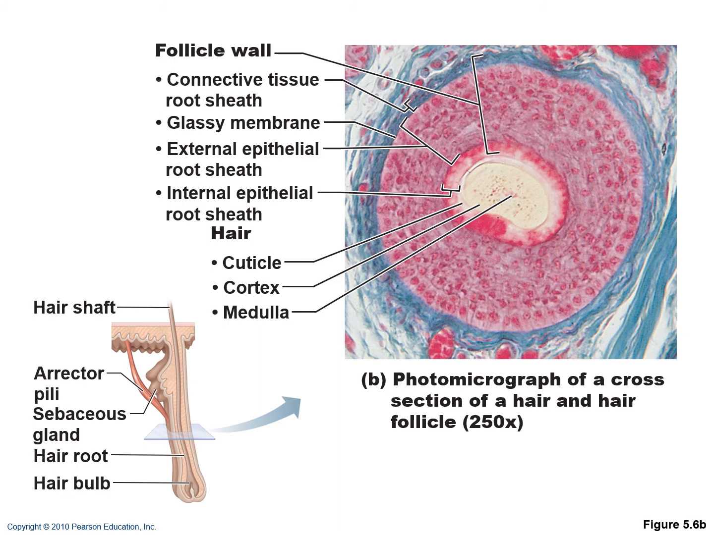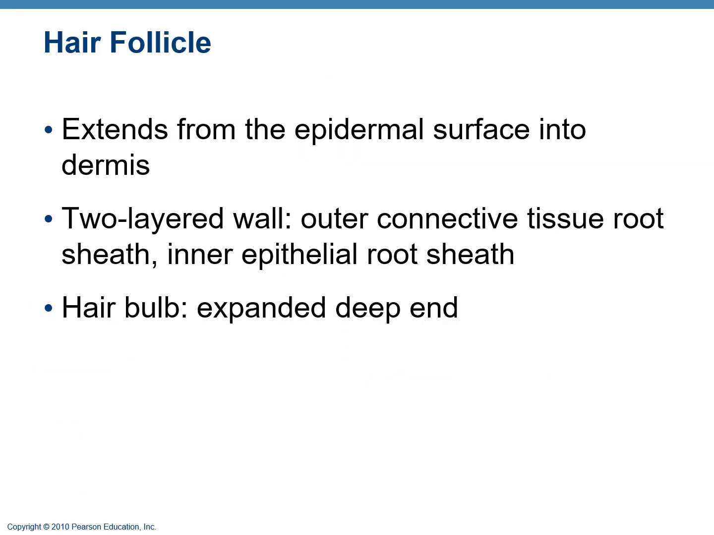So looking at kind of a lateral view here: surface of the skin, hair follicle with the single hair here, and then this would be a photomicrograph showing the hair itself in the middle, and basically this entire width here is the follicle wall. The hair follicle extends from the epidermal surface into the dermis. So epidermal surface, of course, is our most superficial layer of skin. Dermis is our middle layer.